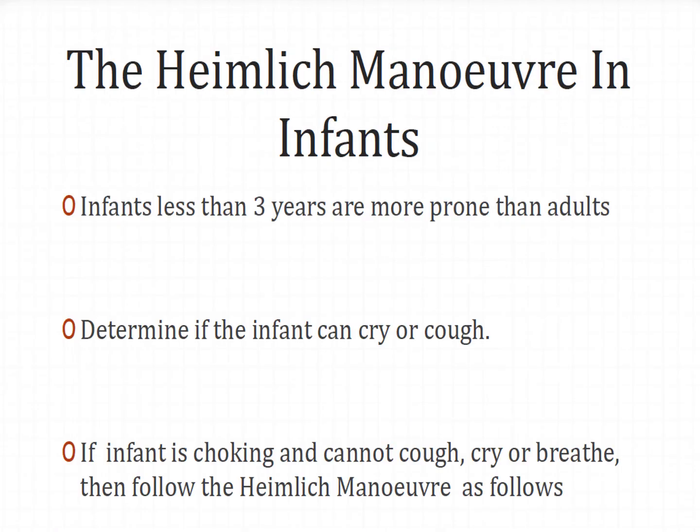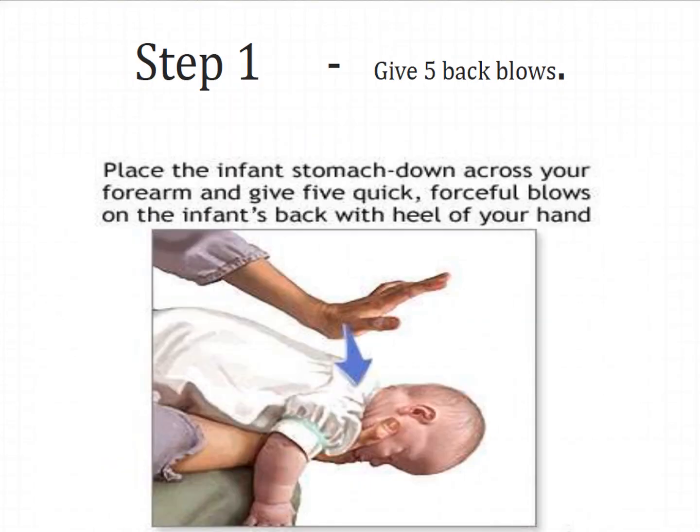So how will you do it in infants? Infants less than 3 years are more prone than adults. Determine if the infant can cry or cough. If the infant is choking and cannot cough, cry or breathe, then follow the Heimlich maneuver as follows. First, place the infant's stomach down across your forearm and give 5 quick, forceful blows on the infant's back with the heel of your hand.